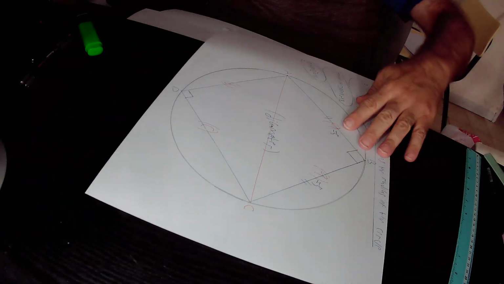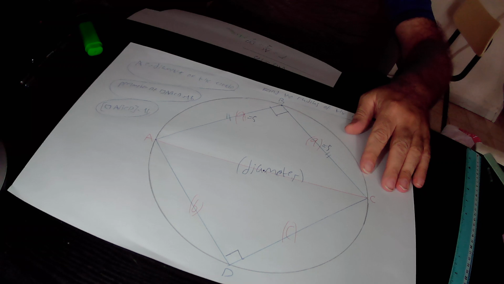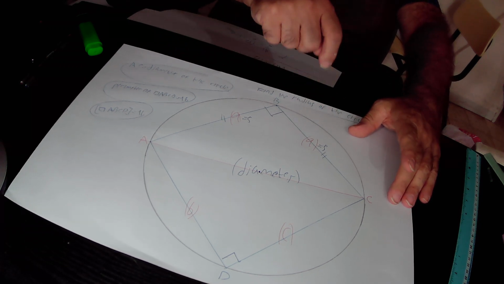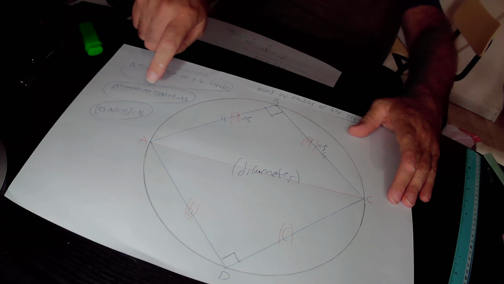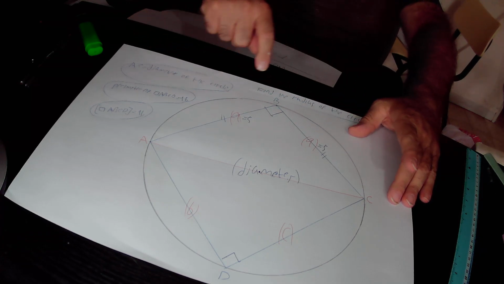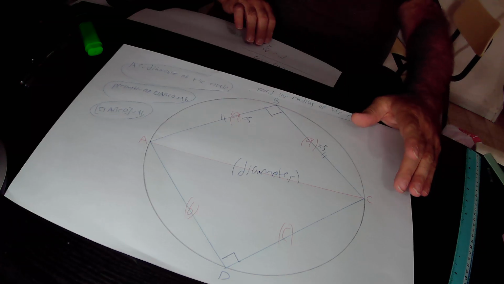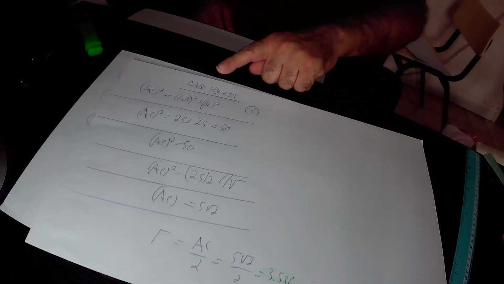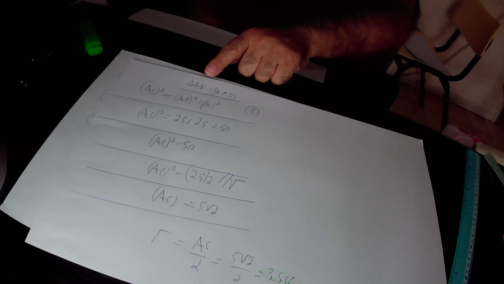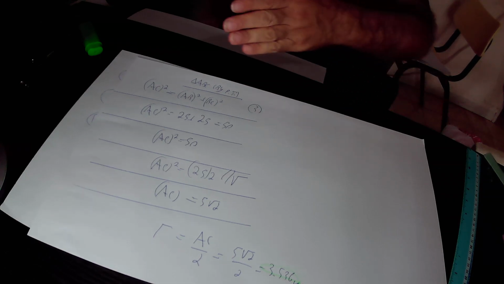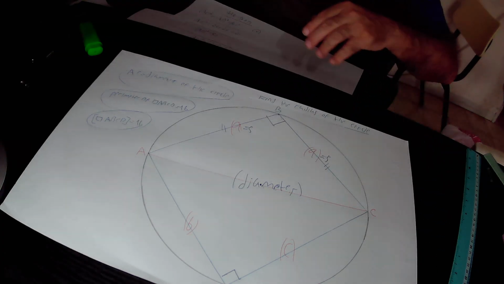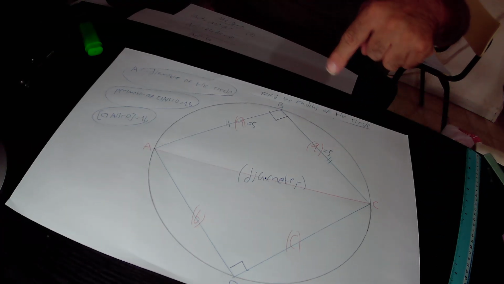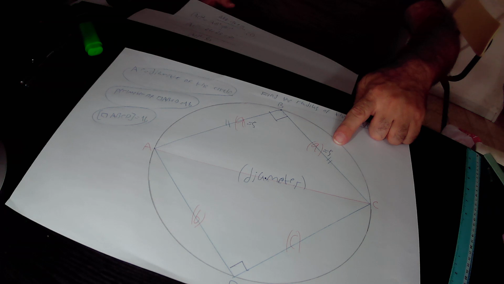So in the next step, we implemented the Pythagoras theorem on this right triangle ABC. According to the Pythagoras theorem, in this right triangle ABC, AC squared, that is the square of the hypotenuse, equals AB squared plus BC squared. AB is 5, therefore AB squared is 5 squared, that is 25.